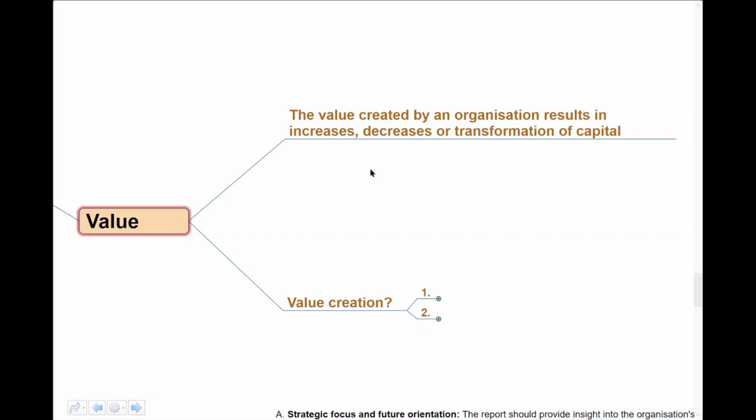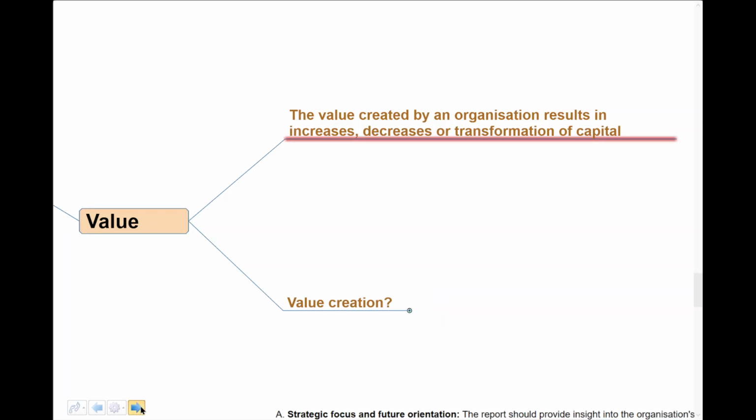So we're really talking about the value created by an organization resulting in differences, either increases or decreases, in these capital areas. In other words, the 6 areas above, whether that's human or intellectual or manufactured, etc. So really what an integrated report is supposed to do is show how these areas change as a result of increases, decreases, or perhaps transformation of some kind.